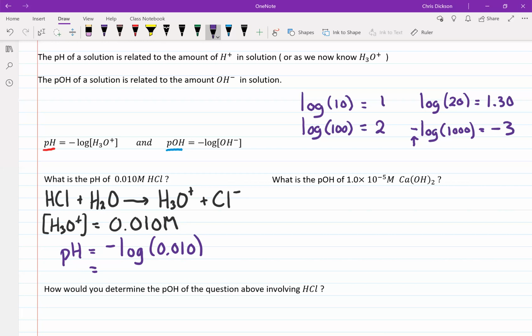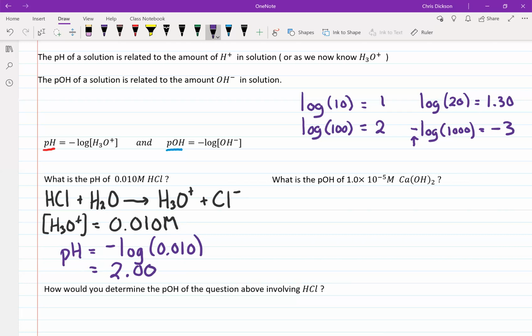So I'm going to go negative log. You can't see me doing this. It's much more exciting if you're watching me push the buttons, but just imagine me pushing buttons right now. Negative log of 0.01, that's going to equal 2. And I'm going to write it as 2.00. And we'll talk about sig figs later.